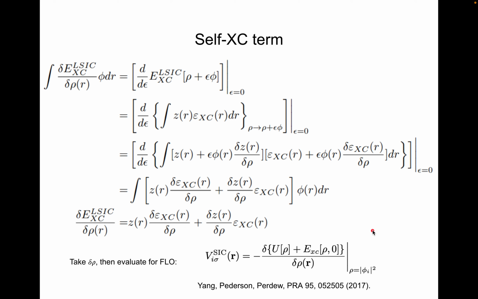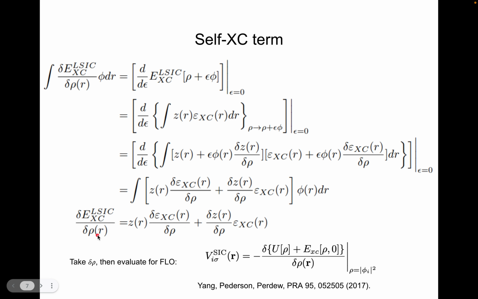Okay, now let's start taking the variation for the LSIC energy terms, starting from the self-exchange correlation term. So this slide is the textbook example of how you take the variation of the energy functional. We took the variation of the rho. So here a small variation, epsilon phi, is introduced to the rho. And if you work your math way down, you eventually obtain this expression, the delta of the EXC for the LSIC with respect to the delta rho.